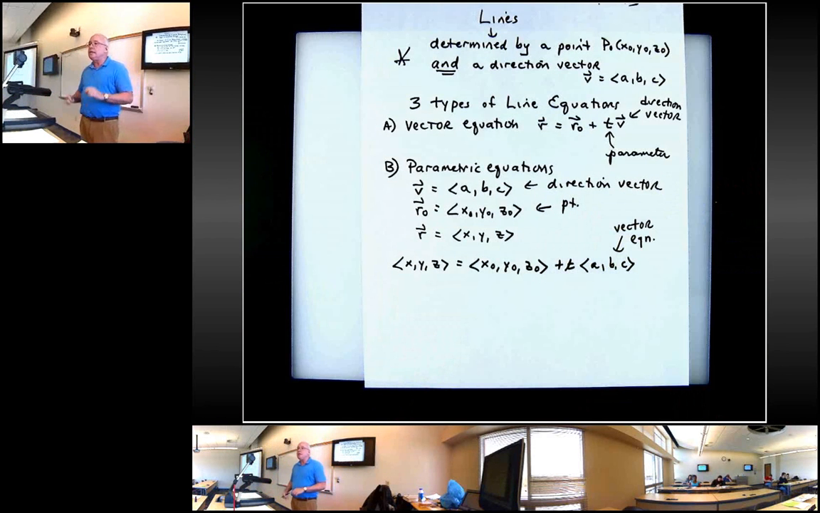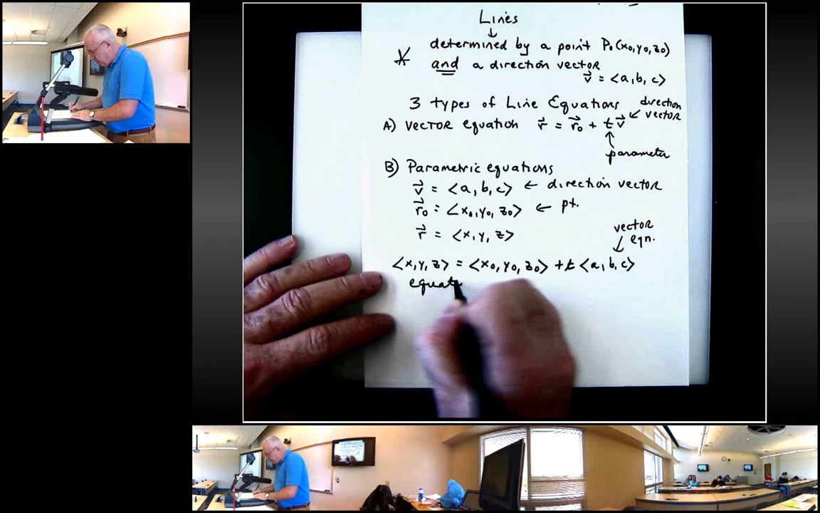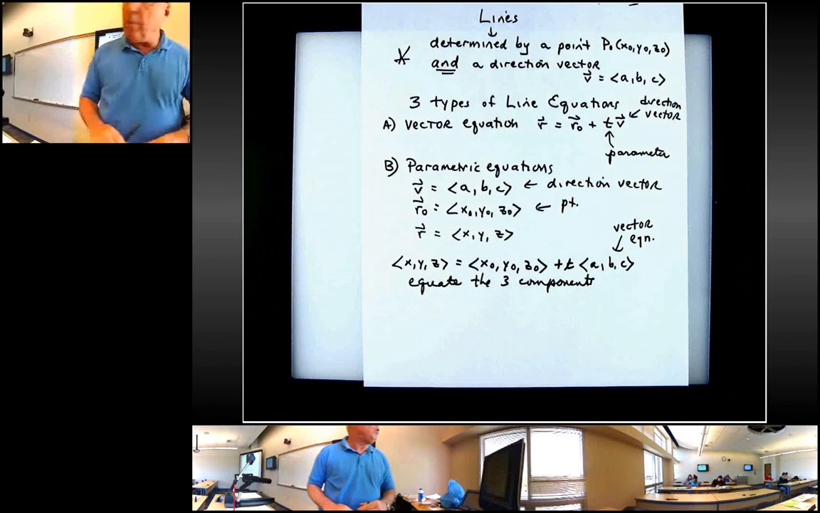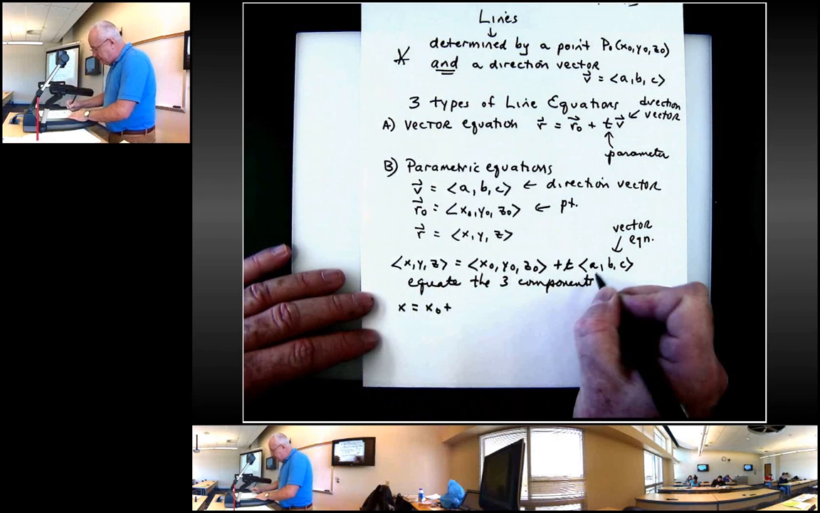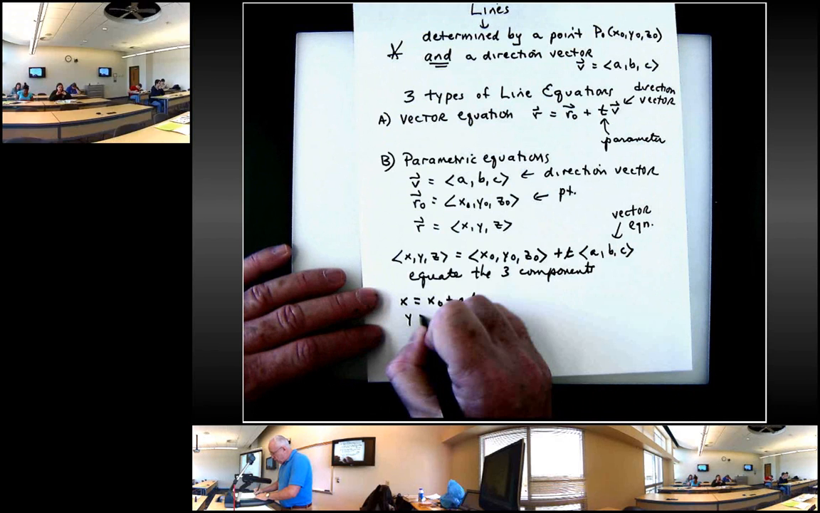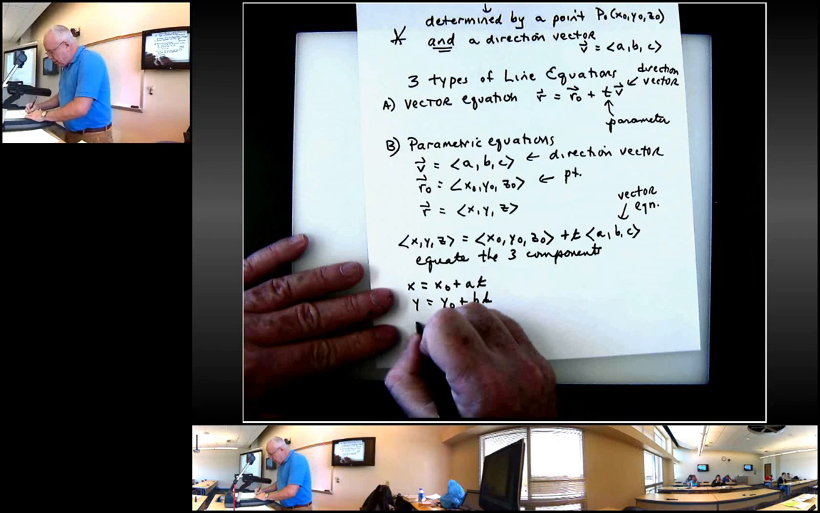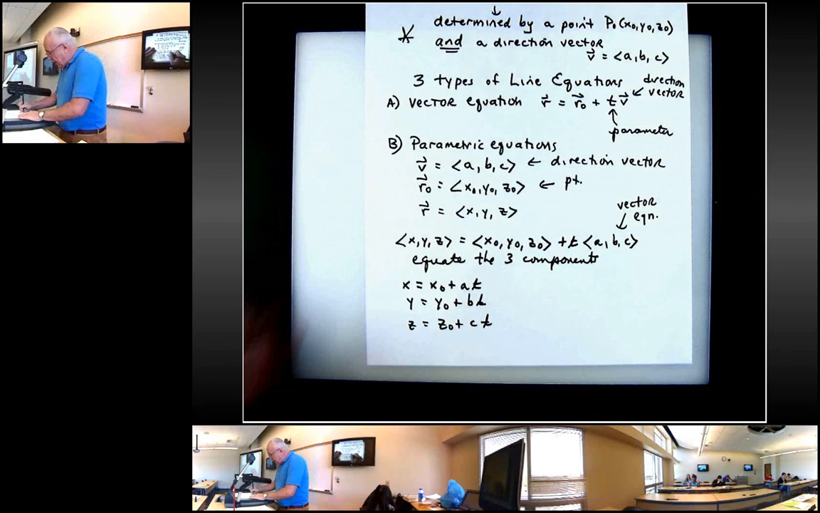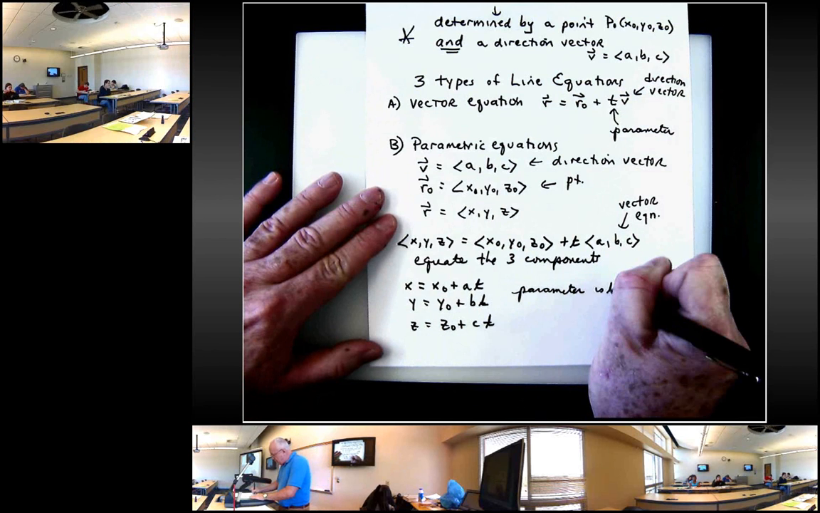And so what we can do then is equate the different components. Equate the three components. All right? And so what we get then is x equals x naught plus t times a, or I could write that as a times t. y equals y naught plus b times t. And finally, z is equal to z naught plus c times t. So we have three equations, and the parameter is t. And so we have three parametric equations.